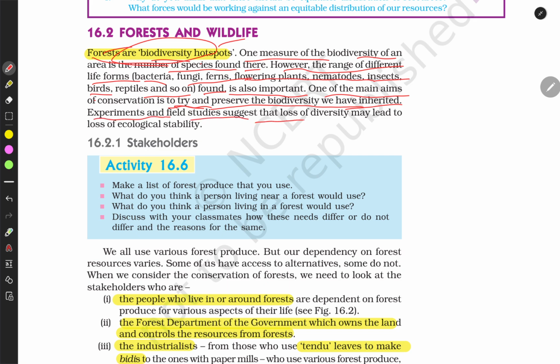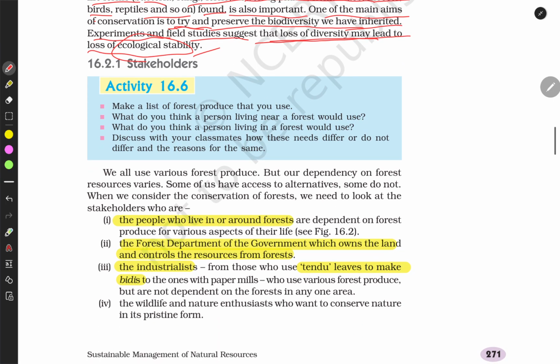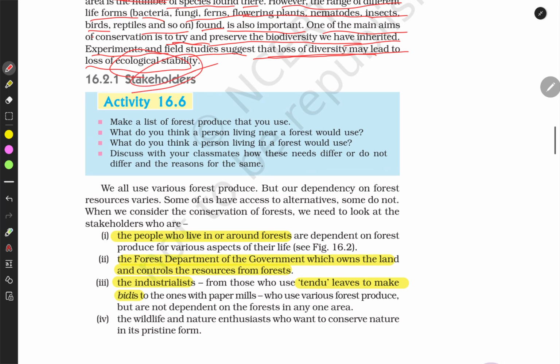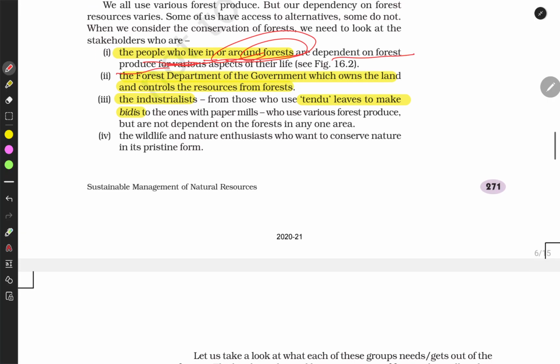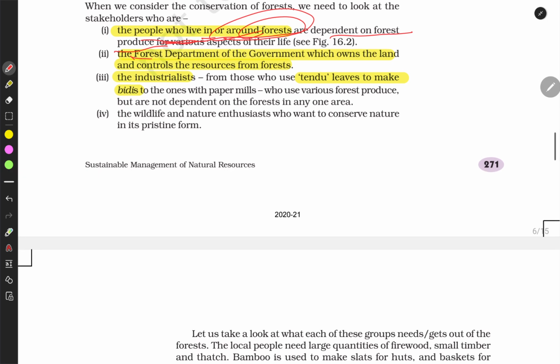Experiments and field studies suggest that a lot of loss of biodiversity may lead to the loss of ecological sustainability. So, who are the stakeholders in this conservation? The people who live near and who get affected, who have a responsibility to save the nearby forest. The people who live in and around the forest are dependent on the forest, and the forest department of the government who owns the forest land and controls the resources from the forest.